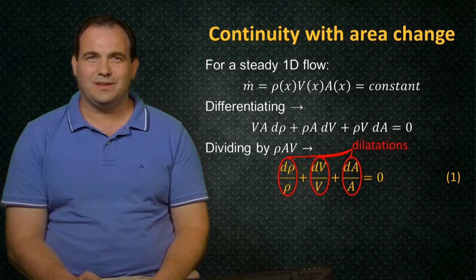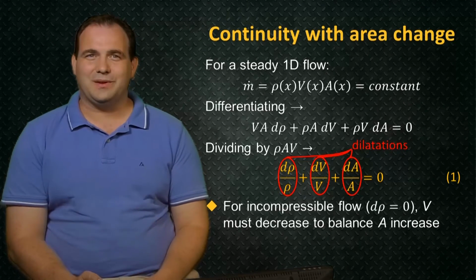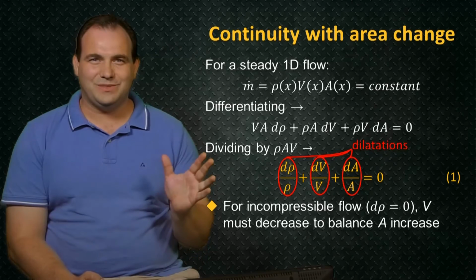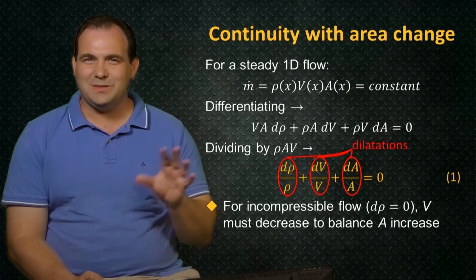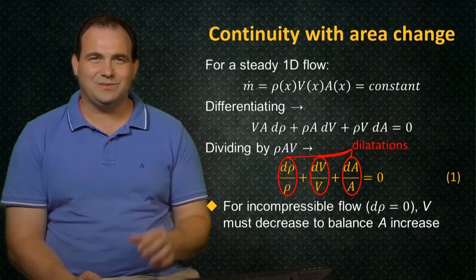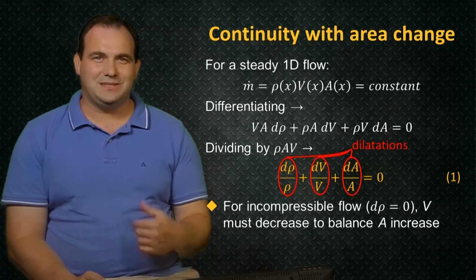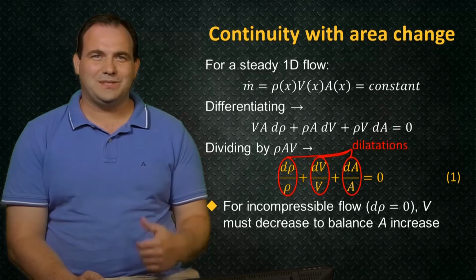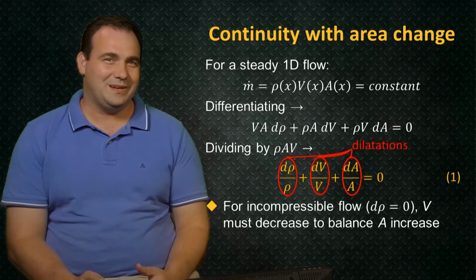For an incompressible flow, where there's no change in density, so dρ/ρ is equal to 0, this means that a relative change in velocity must always be equal and opposite to the relative change in area. So a decrease in area results in an increase in speed, as we know intuitively from our everyday experiences.